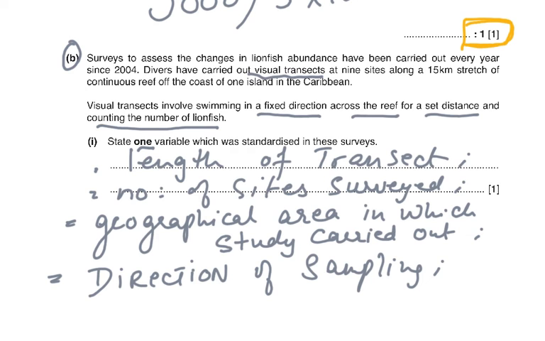Length of the transect, because it said fixed direction at a set distance and counting the number of lionfish. 9 sites along a 15-kilometer stretch of continuous reef. So length of the transect, number of sites surveyed, geographical area in which the study was carried out, and the direction of the sampling. So you have to just pick up something which was given in the question. That is why I say you have to read the question very carefully in order to pick these points up.